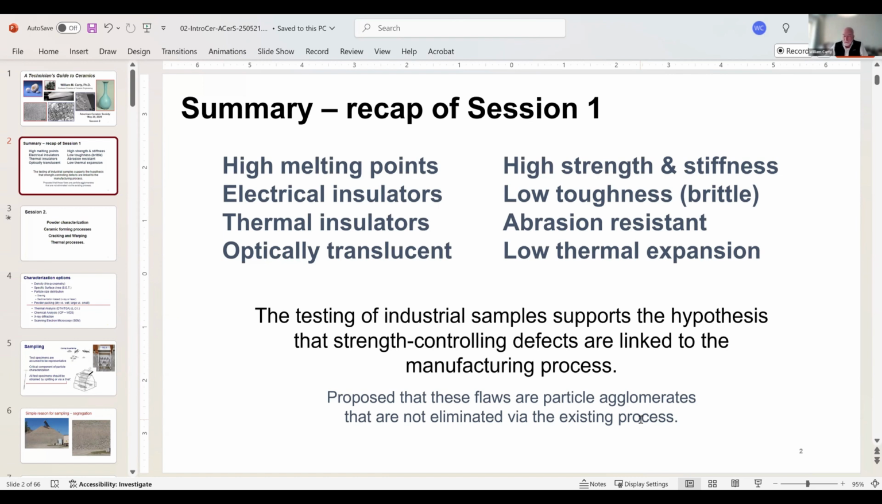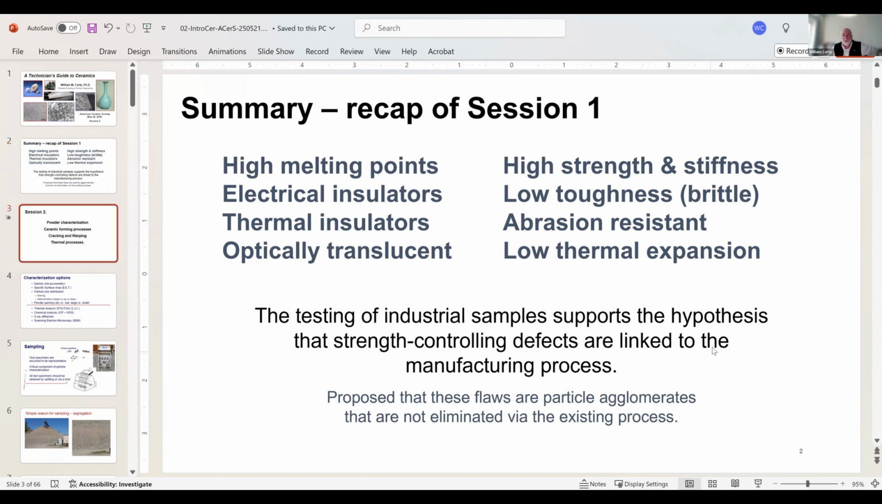And we propose in general that these flaws are particle agglomerates that are not eliminated in the existing process. Now, that doesn't mean that you need to go eliminate these agglomerates. It may be that it takes a lot longer time in, say, a mill, for example, to eliminate those agglomerates, but it may not be a benefit financially.